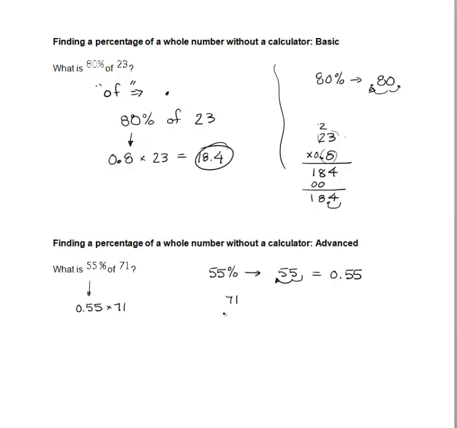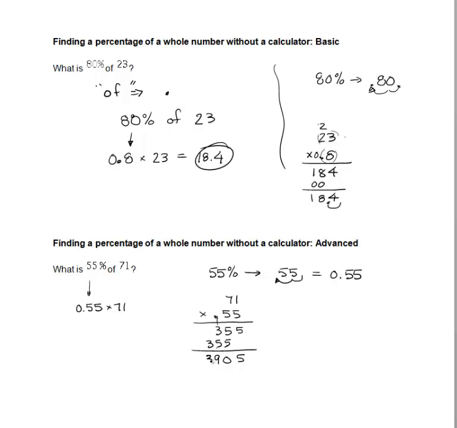So I can do my multiplication, 0.55 times 71. So I have 5 times 1 is 5, 35. Oops, not 0. I get 5. 5 plus 5 is 10. 3 plus 5 is 8, plus another 1 is 9.